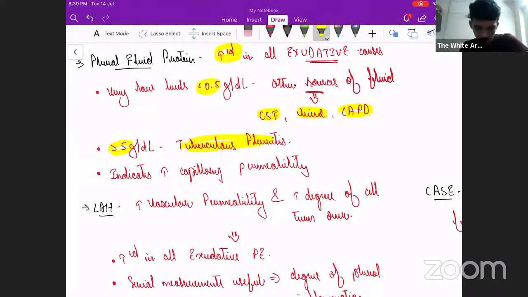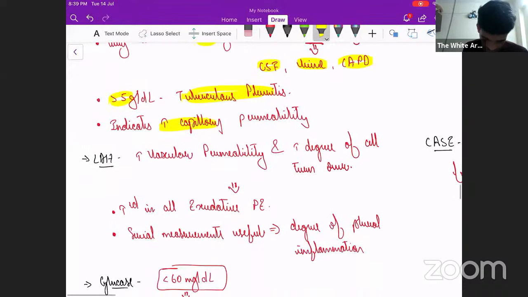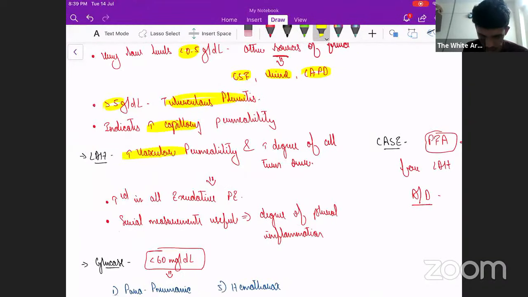And then comes why pleural fluid protein is elevated. It is because of increased capillary permeability. So this we know. Next is LDH. LDH is raised because of increased vascular permeability and increased degree of cell turnover. Either vascular permeability is more, or there is increased metabolism. One of these causes an increase in LDH. Okay, so it is increased again in all exudative causes.